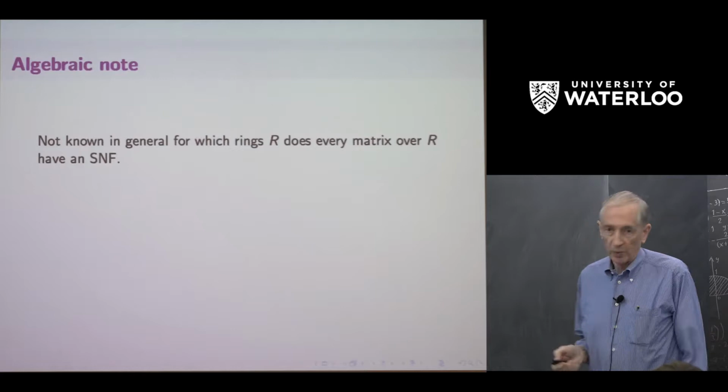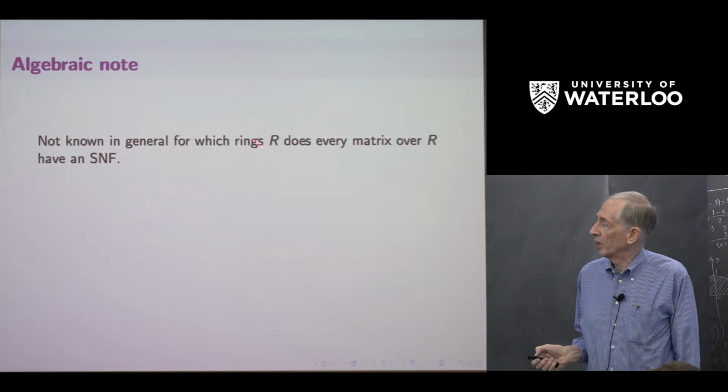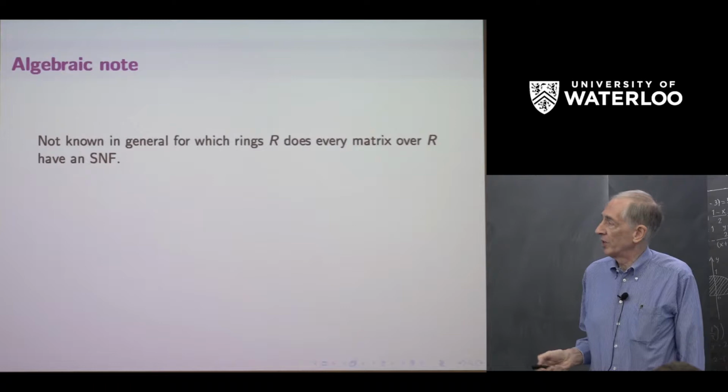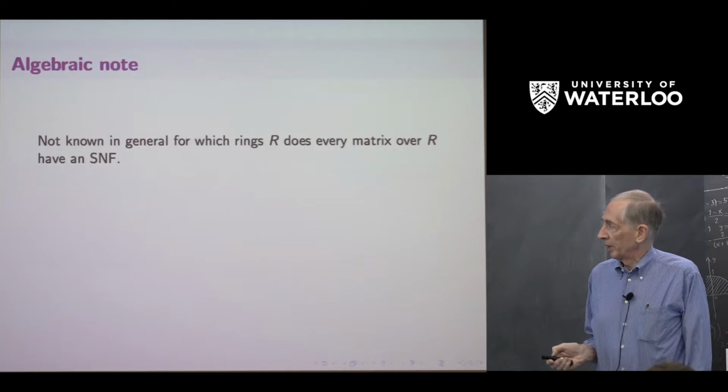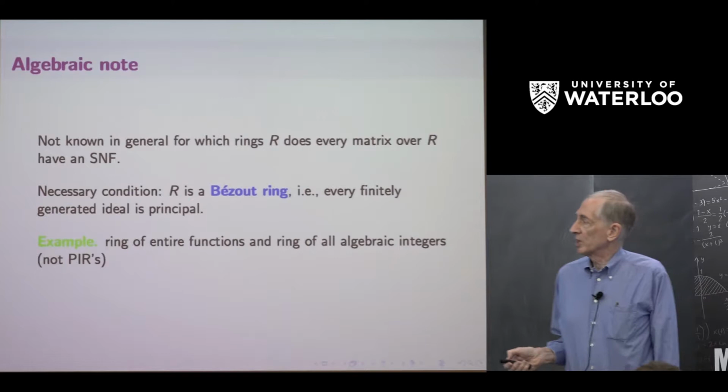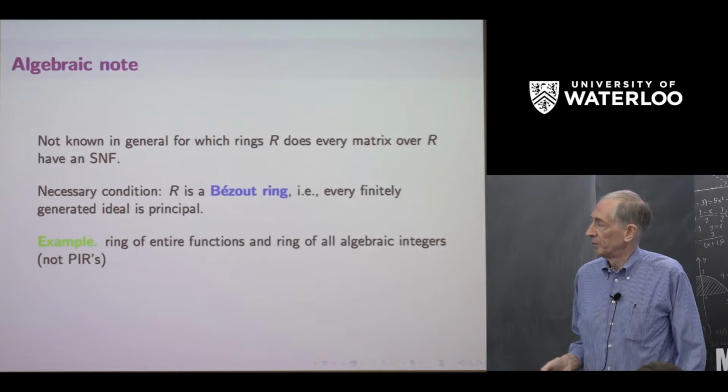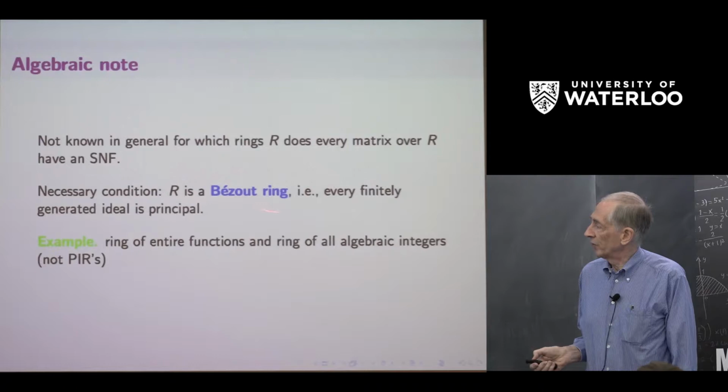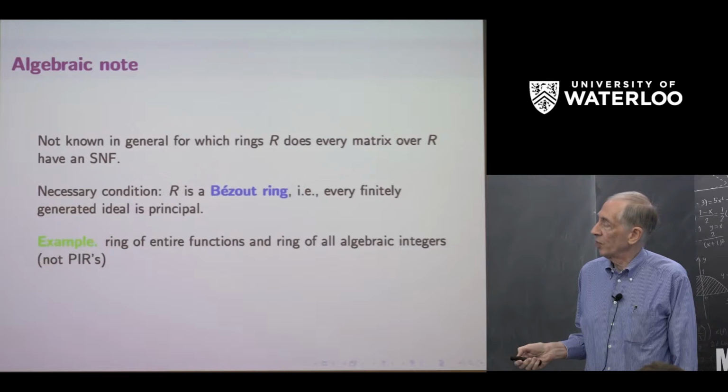Now, this is not really relevant to the combinatorics of my talk, but an interesting question is exactly which rings have the property that every matrix over R has an SNF. We know principal ideal rings are sufficient, but not necessary. And it's open to characterize these rings. A necessary condition is that R is what's known as a Bézout ring: every finitely generated ideal is principal. So if R is Noetherian, that is every ideal is finitely generated, then having an SNF for every matrix over R is equivalent to being a principal ideal ring.